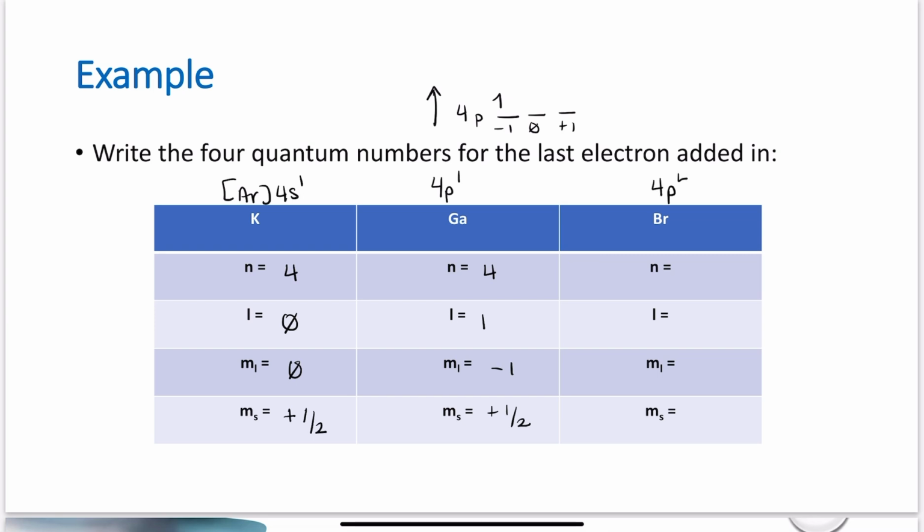And bromine is 4p5. So again, n equals 4, l equals 1, because it's a p orbital. But for me, at least, it's easier to draw them out. Negative 1, 0, plus 1. 1, 2, 3, 4, 5. I am looking at this electron right here. So that is in an m sub l value of 0, and it is spin down, so it is negative 1/2.